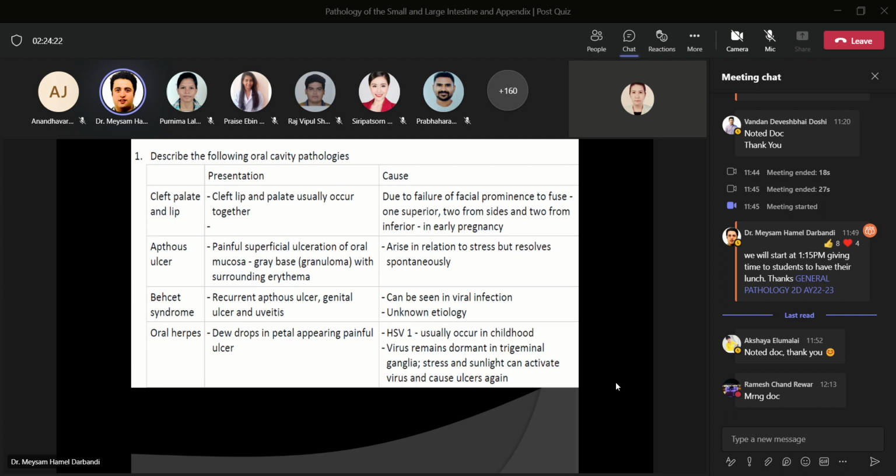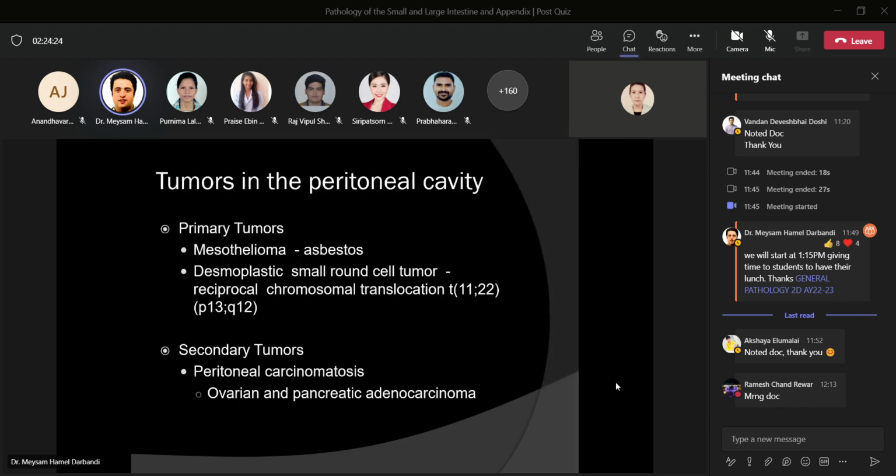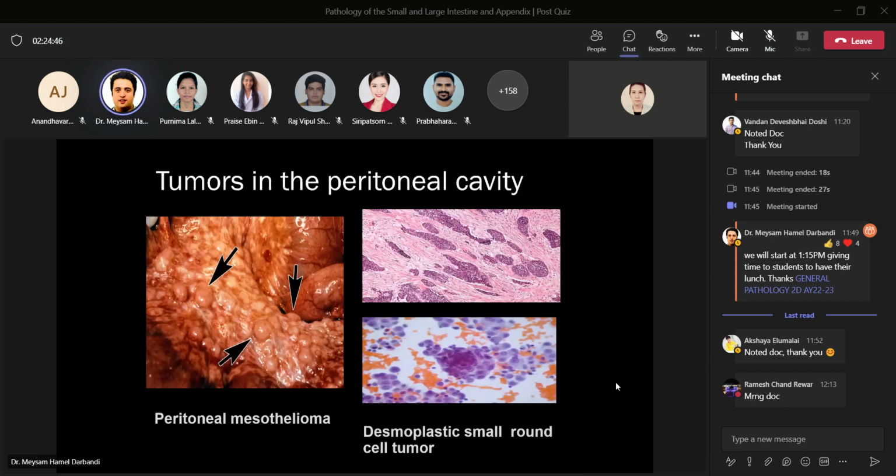Tumor in the peritoneal cavity, primary tumor is mesothelioma. Desmoplastic small round cell tumor has a reciprocal chromosomal translocation. Secondary tumor is peritoneal carcinomatosis, ovarian and pancreatic adenocarcinoma. So you are seeing the peritoneal mesothelioma and desmoplastic small round cell tumor.